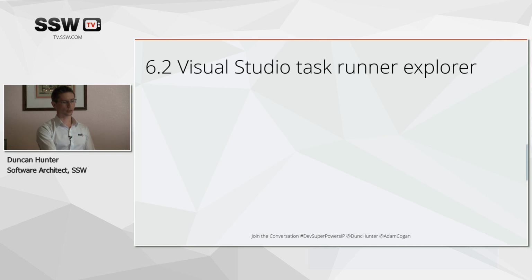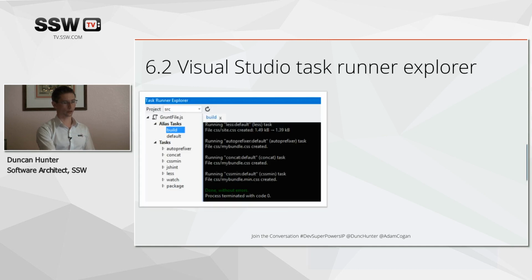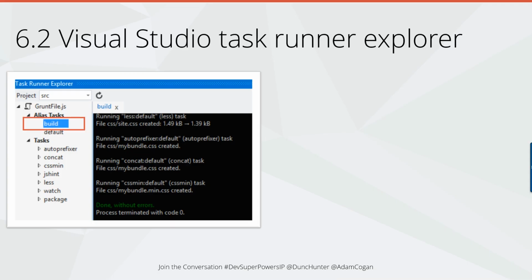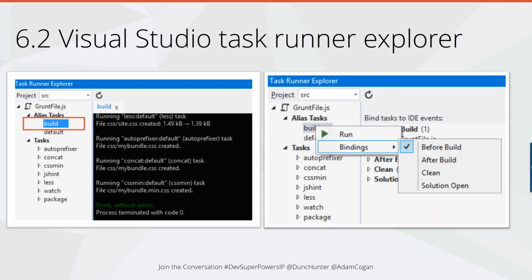We got the Visual Studio Task Runner Explorer that comes out of the box in 2015. I didn't think I was going to use this that much. So if you're using Gulp, you can get a task like this, and you can bind it to a before build event like so. So you go Control-Shift-B and you build your Visual Studio, and it'll execute one of your task runners for you. And it works with Grunt or Gulp. I thought it was kind of tacky, but now I really like it.